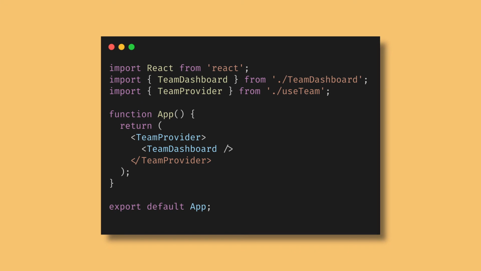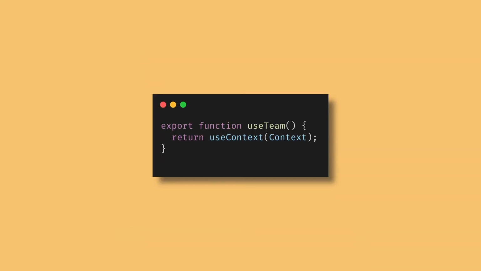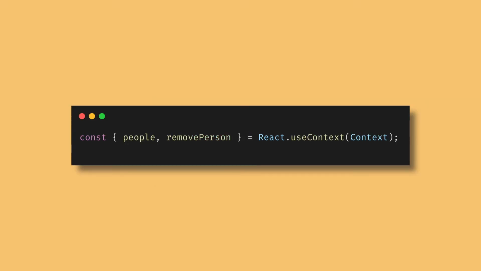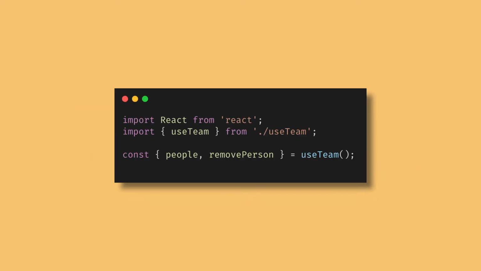After we have all this, we can start using the context. However, I like to include a hook with my context for easy usage. Instead of having this everywhere I want to access the people, I can just call useTeam.